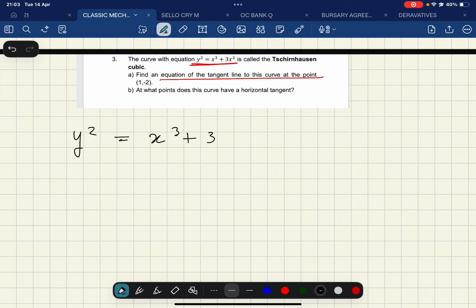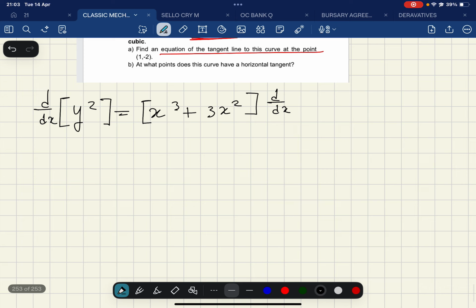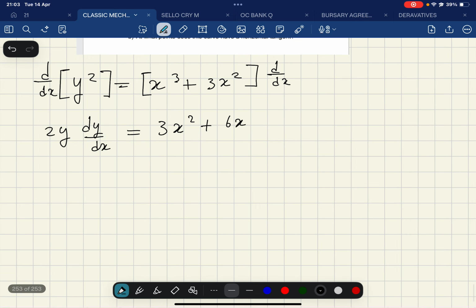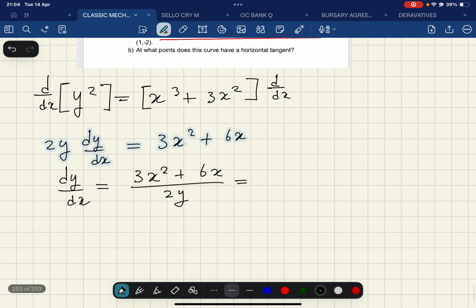y squared is equal to x cubed plus 3x squared, which means I will introduce d over dx on both sides. On the left-hand side I will have 2y dy over dx, which is equal to, on the right-hand side, 3x squared plus 6x. So I will divide both sides by 2y. I will have my dy over dx equal to (3x squared plus 6x) divided by 2y, and I have to substitute back the values of x and y.